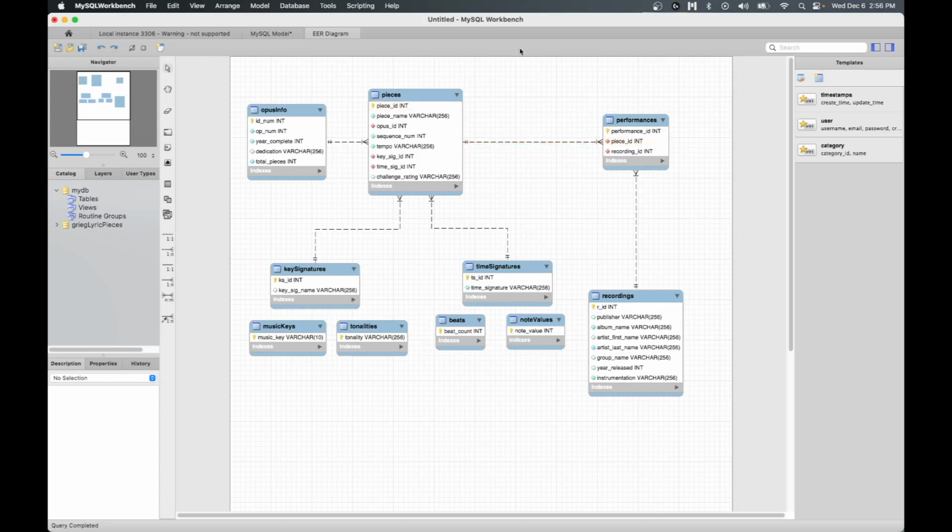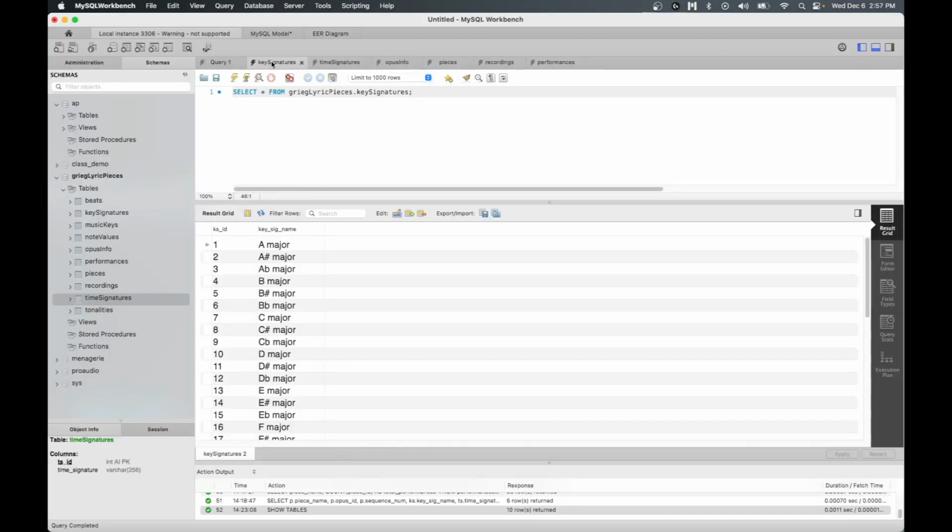On screen, you can see the entity relationship diagram generated by MySQL Workbench. The pieces table is related to the opus info, key signatures, and time signatures tables. The key signatures and time signatures tables were built from cross joins using the music keys, tonalities, beats, and note values tables. The key signatures table lists all major and minor keys.